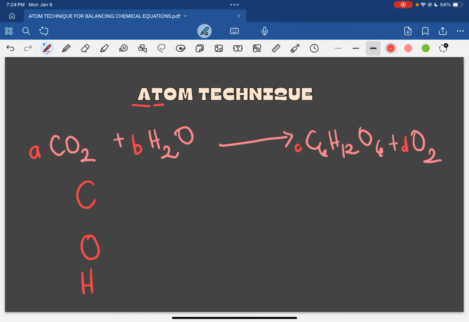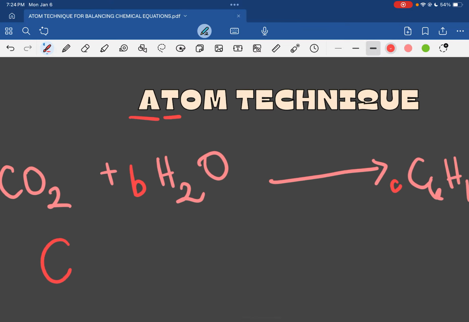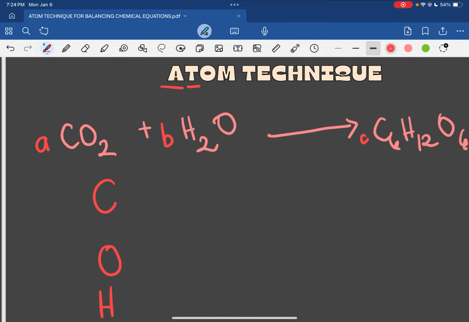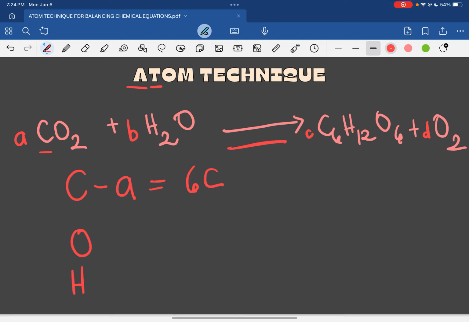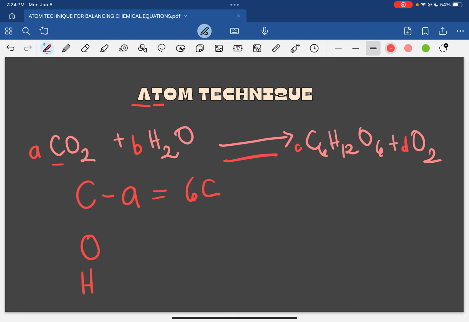Then after translating them into equations, we're going to multiply the coefficient of carbon there to A. So we have A, there's no carbon in here, equals sign. We have 6 times C, we're going to have 6C. And nothing else.